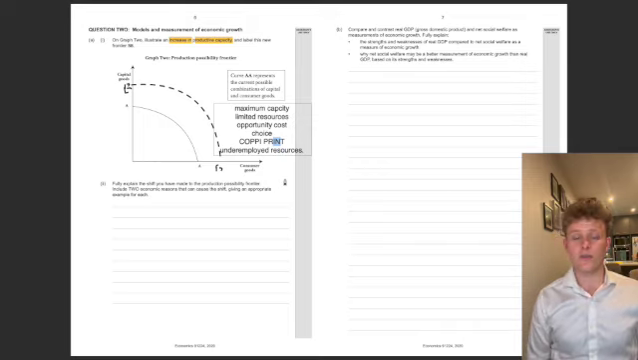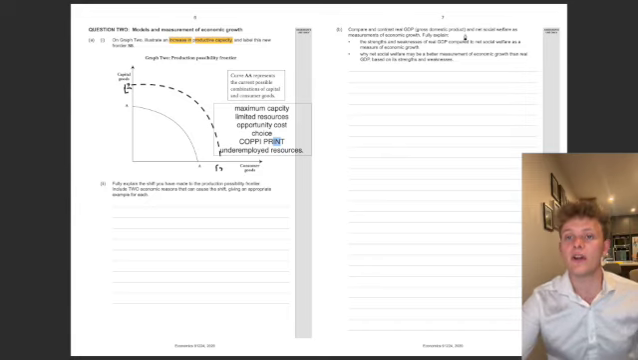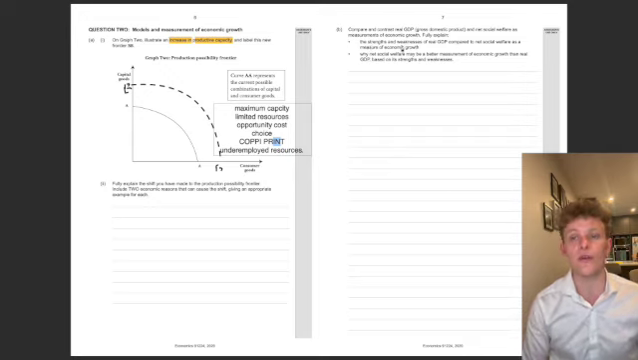The next one is a question about GDP. So we look up to B up here. Compare and contrast real GDP, gross domestic product, and net social welfare as measures of economic growth. Fully explain the strengths and weaknesses of real GDP compared to net social welfare as a measure of economic growth. Why net social welfare may be a better measurement of economic growth than real GDP based on its strengths and weaknesses.